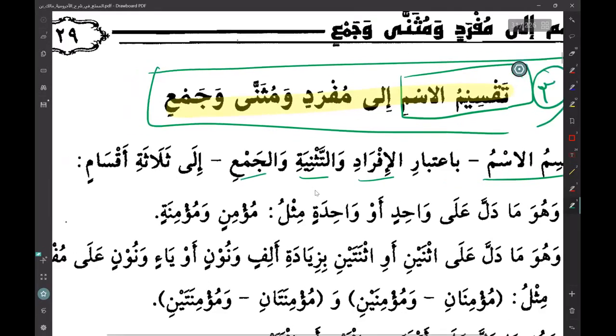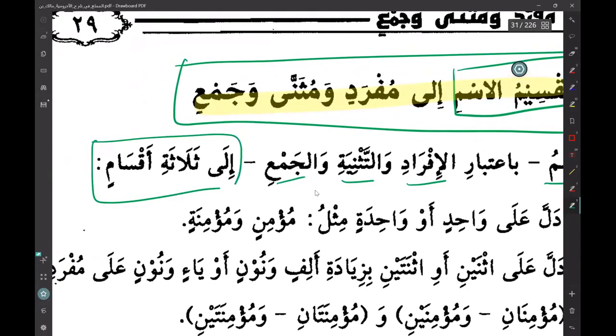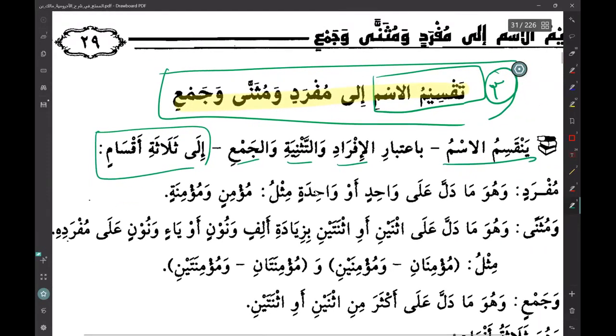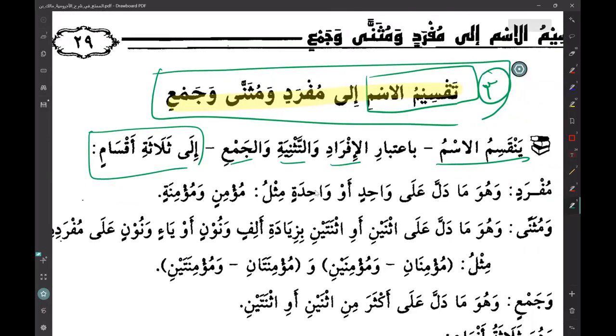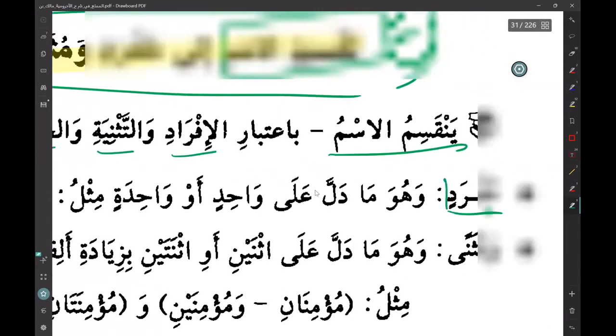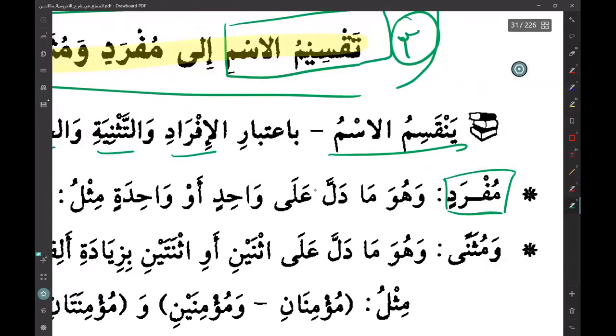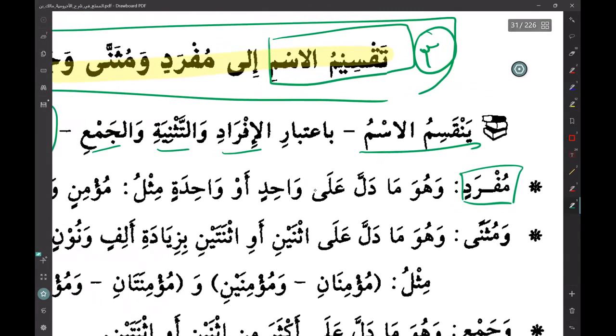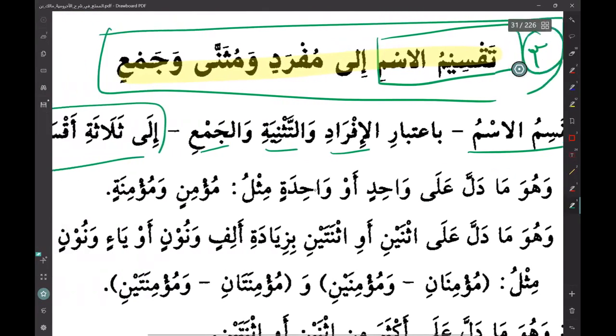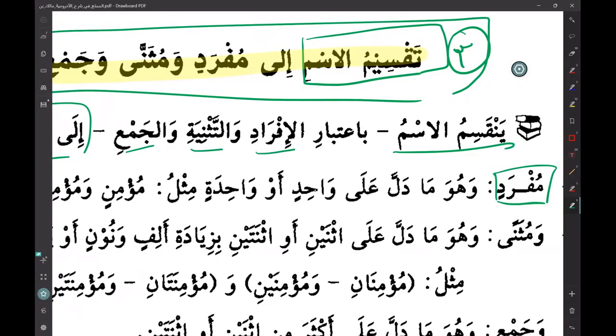Okay, so it's divided how many times? Well, he gives the whole answer in the definition anyway, in 3 types. So when you divide the noun in terms of number, we divide them in three groups or 3 categories. First one is mufrad, which is what? Singular. Here it says huwa ma dalla ala wahidin aw wahidatin. Okay, simple definition, which indicates one.